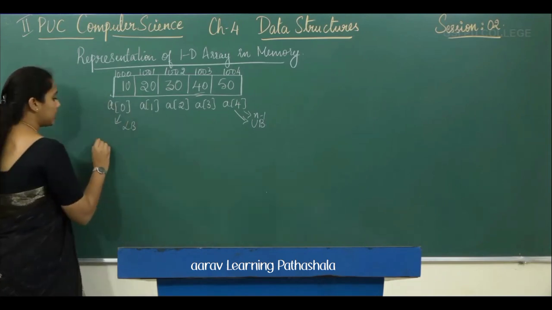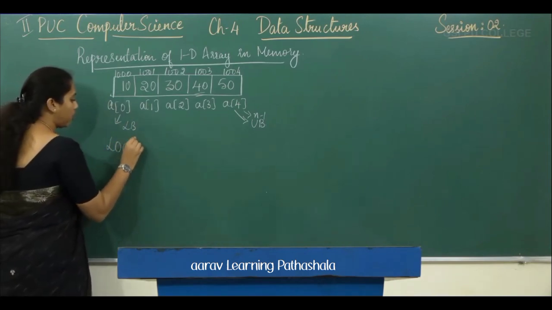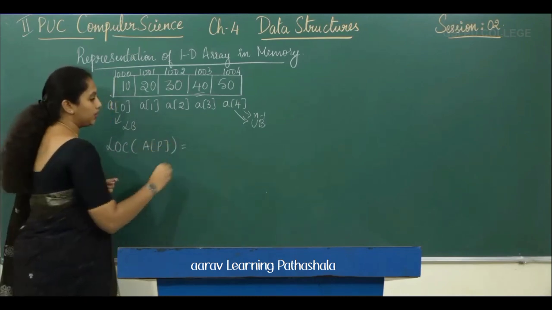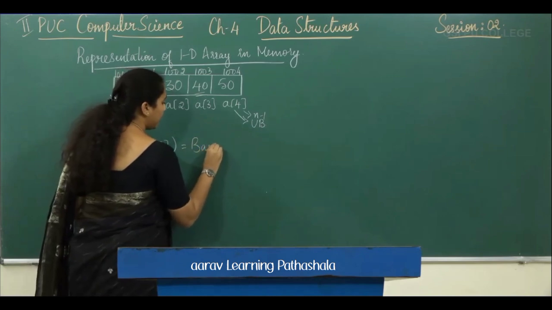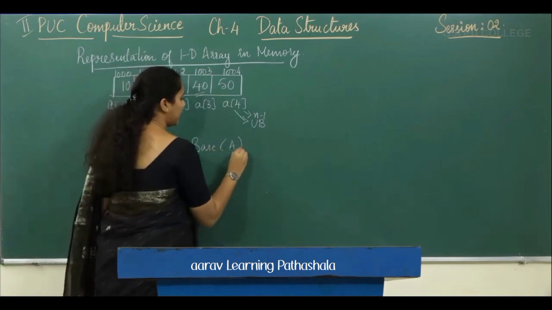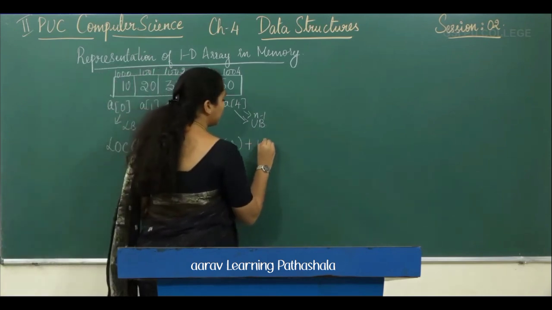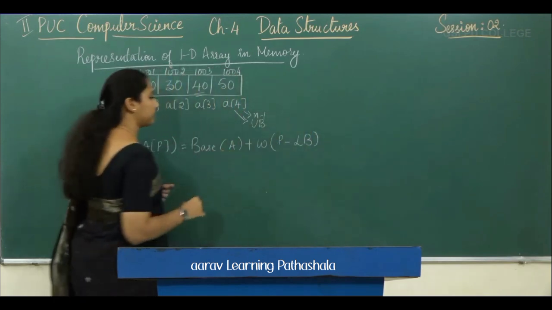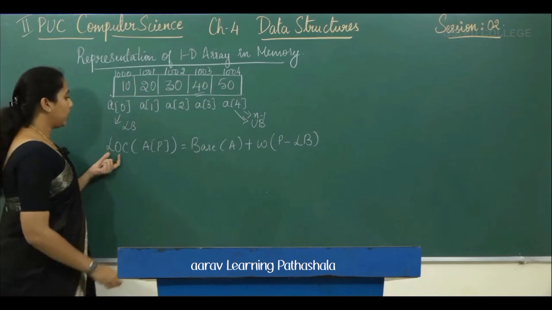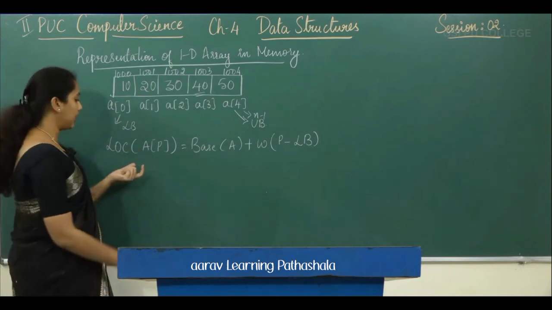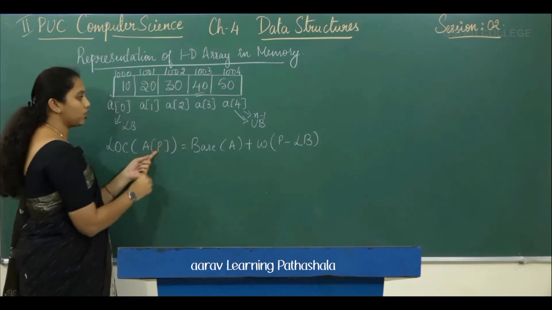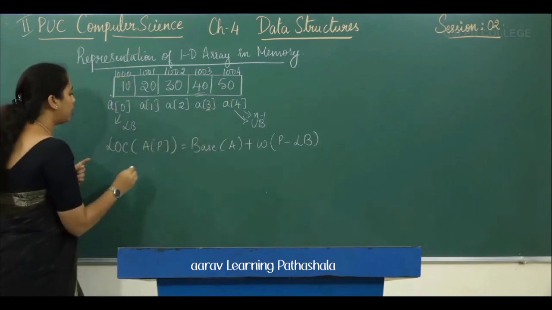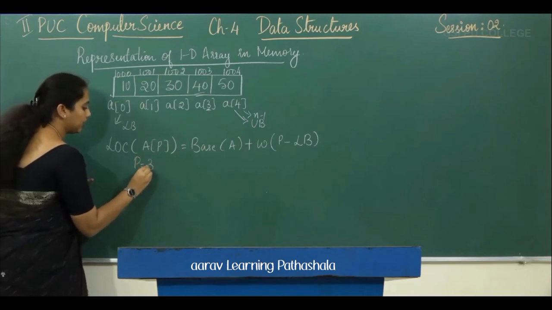The formula is location of A of P is equal to base of A plus W of P minus LB. Here location is nothing but the location of an element. Here P is the position of the element. The position of the element is 3, so the value of P is 3.